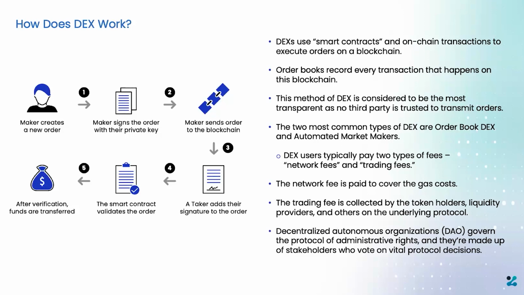The most established model today is the automated market maker model, the AMM model. In the order book based model, a maker creates a new order, signs the order with their private key, and sends it to the ledger, and then a taker will take the order, sign it, the smart contract will validate it, and then the funds are transferred between the two users. So this again is based on order books, and that's why it's called an order book based DEX.